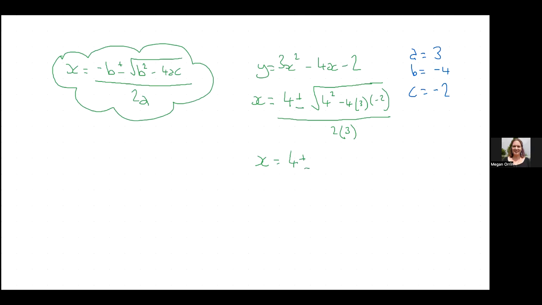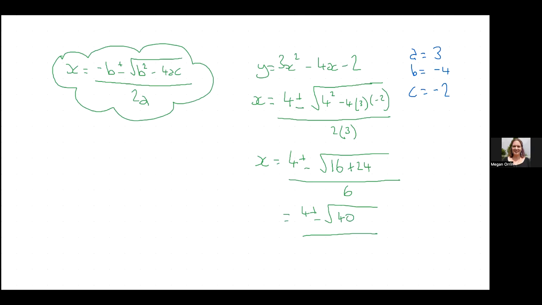So what's 4 squared? What's negative 4 times 3 times negative 2? 24. Negative 4 times 3 is negative 12, times negative 2 is positive 24. And then 6. So then I have 4 plus or minus the square root of what? 40. Thankfully, we can't square root that. I would have been mad if we could.